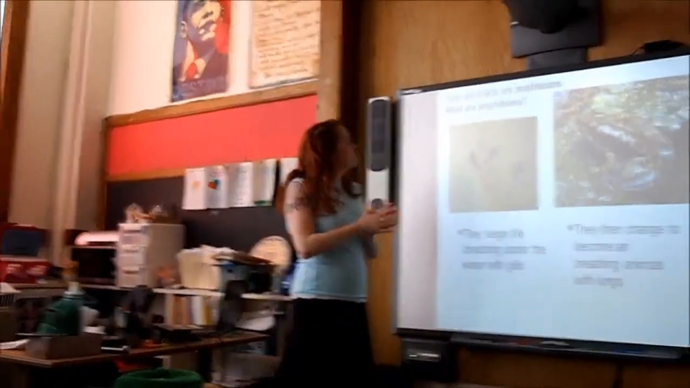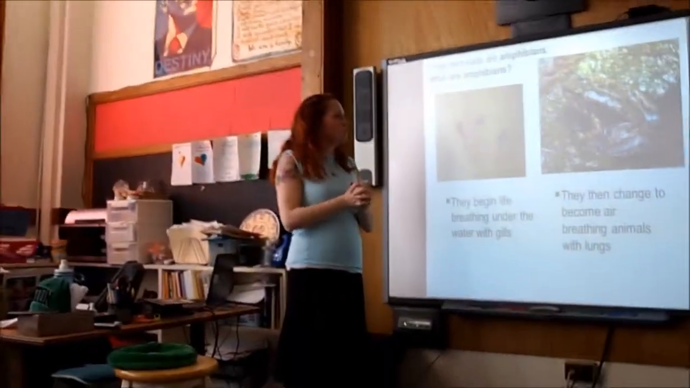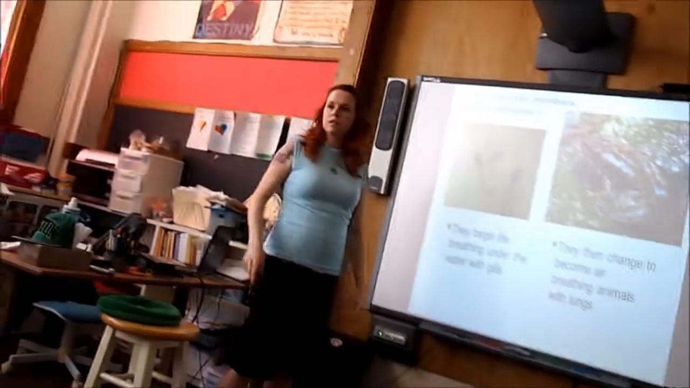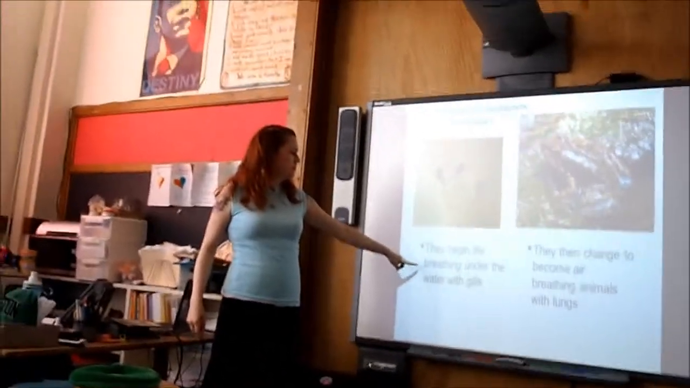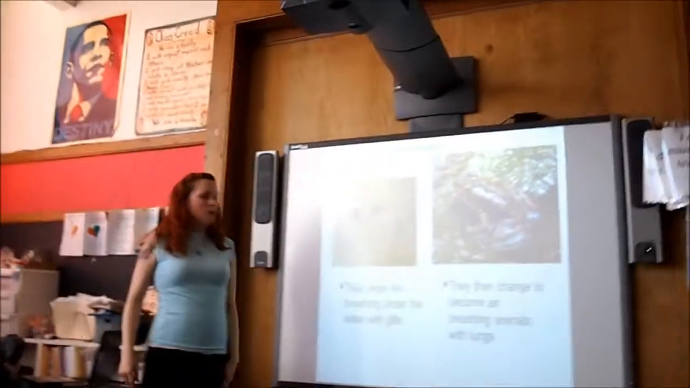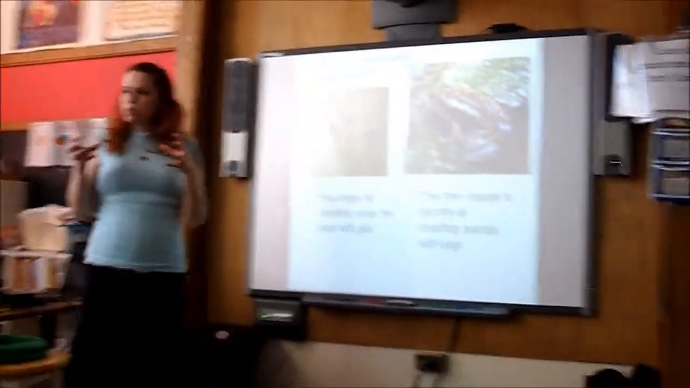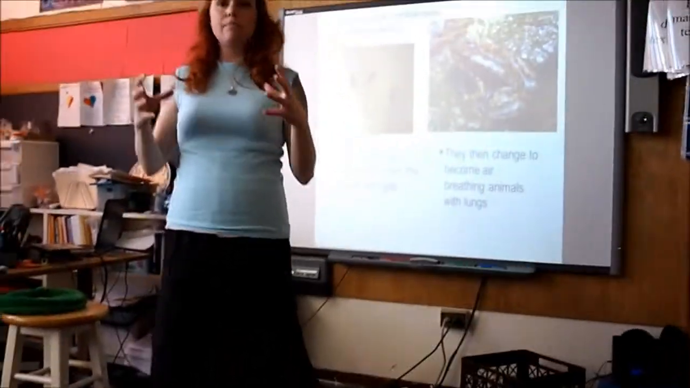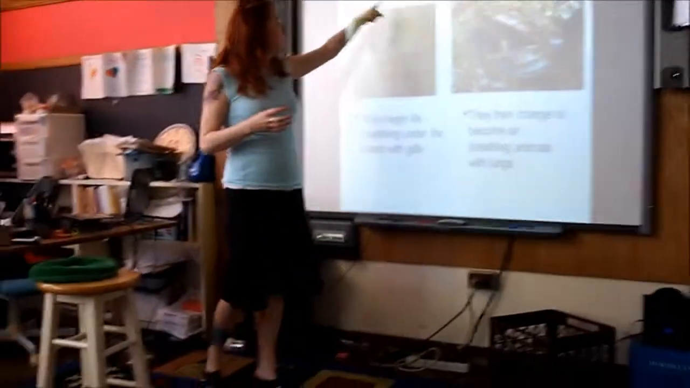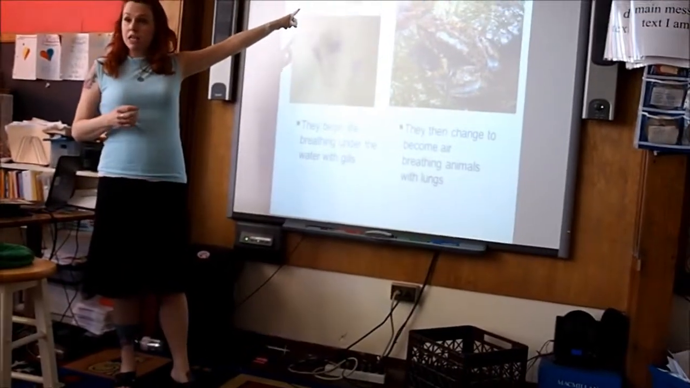Okay, frogs and toads are amphibians. What are amphibians? Who wants to read the first one? Yanais: They begin life breathing under the water with gills. So our little tadpoles are like fish. They have gills, so they begin life underwater. They're eggs and then they hatch into tadpoles. That is one of the things that makes an amphibian an amphibian.